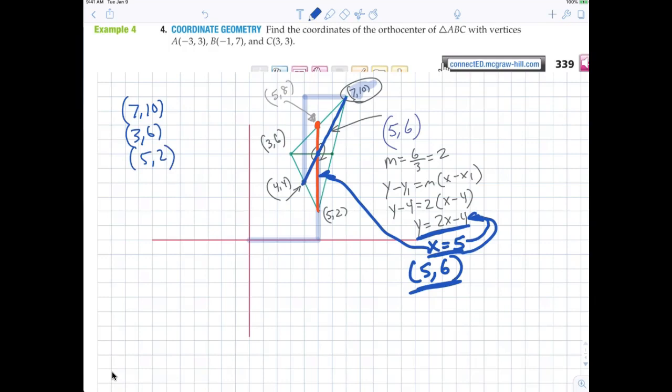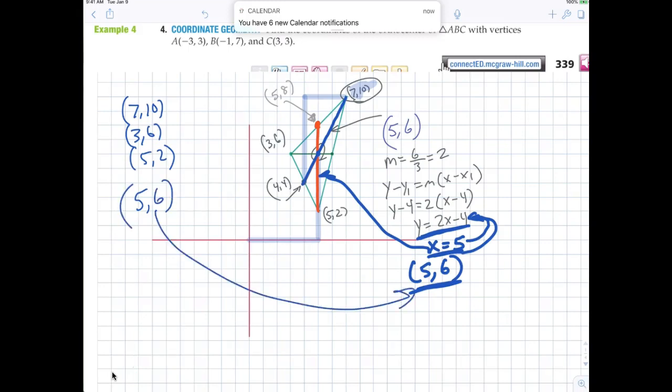Now, do me a favor, everybody. Add the x's up. What do I get? 15. And then divide it by 3. Oh my God. Add the y's, divided by 3. Why can't you just tell us the easy way?